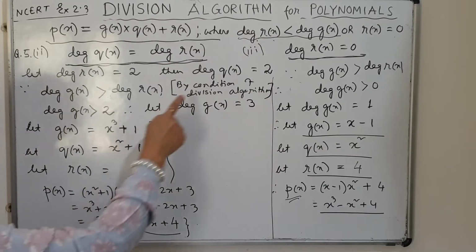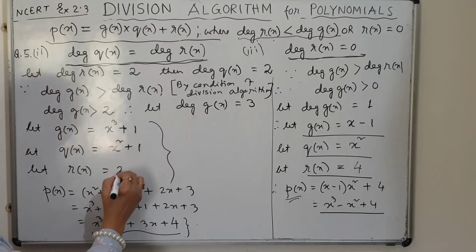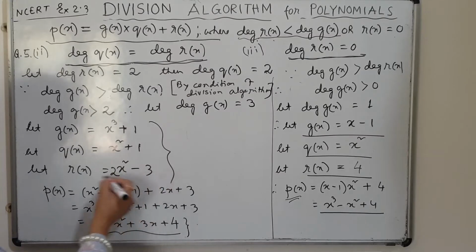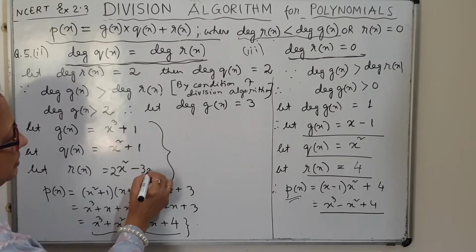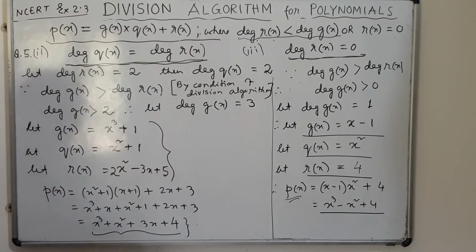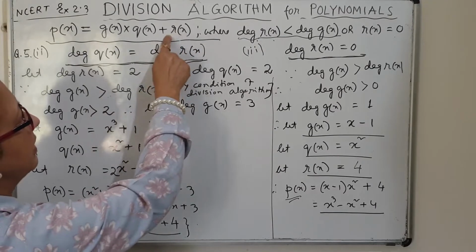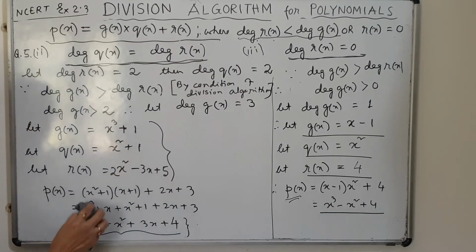And degree of r(x) is the same as the degree of q(x), that is, it is also 2. So here I can take, say, 2x square minus 3. I have taken a little bit different, okay? Or I can take, say, let me take 3 terms, 3x plus, say, 5. Why can I take 3? Because r(x) I have to add, I don't have to multiply. So I can take r(x) as a lengthy one. So now I have to put everything together to get the p(x).